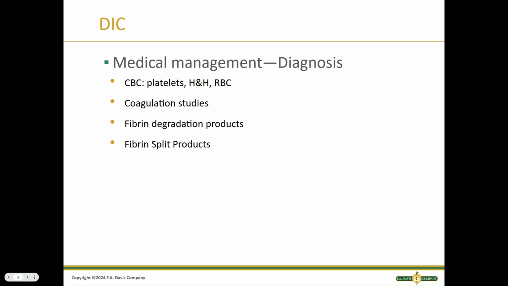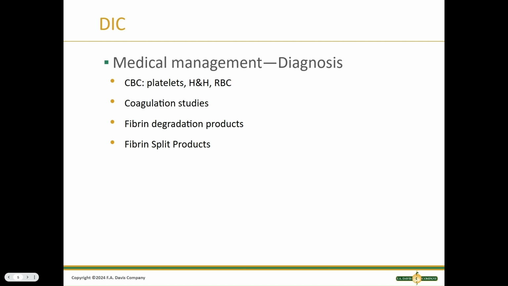With the medical management of DIC, diagnosis is based on the clinical picture in combination with some of our laboratory results. We see a decreased level of fibrinogen, increased fibrin degradation products, and increased D-dimer levels, which is an indicator of clot breaking down. We have decreased platelets, prolonged prothrombin and activated partial thromboplastin times, and decreased antithrombin 3 levels.